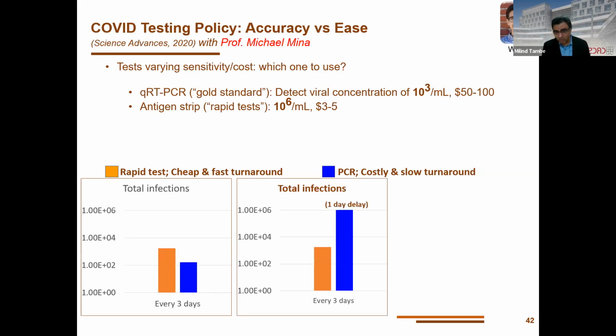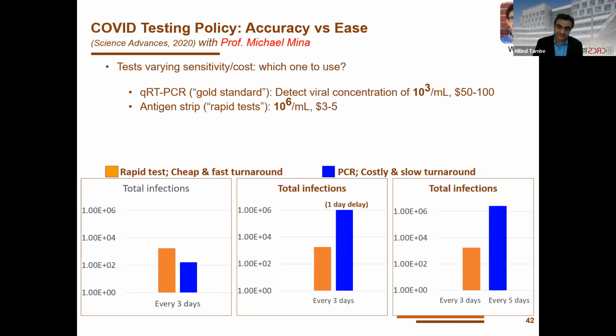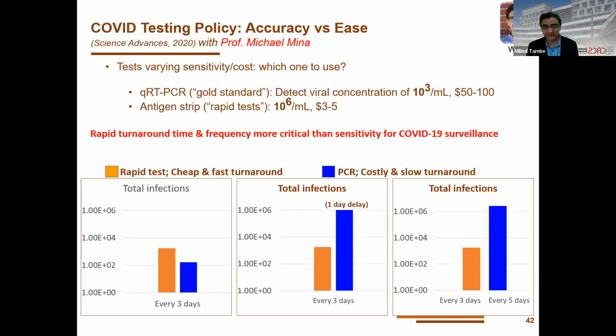However, if we have a 1-day delay in getting results back, because as we said, getting the results back from the PCR test takes longer, the 1-day delay in isolating individuals who are positive negates all of the advantages of this PCR test. It leads to a much higher number of infections. If due to cost, we can only run the PCR test every 5 days instead of every 3 days with the rapid test, again, the advantage of the PCR test of detecting low viral concentration is lost because there are many more infections. In fact, the conclusion is that rapid turnaround time and frequency is more critical than sensitivity for COVID-19 surveillance. So rapid tests are what we should go for.